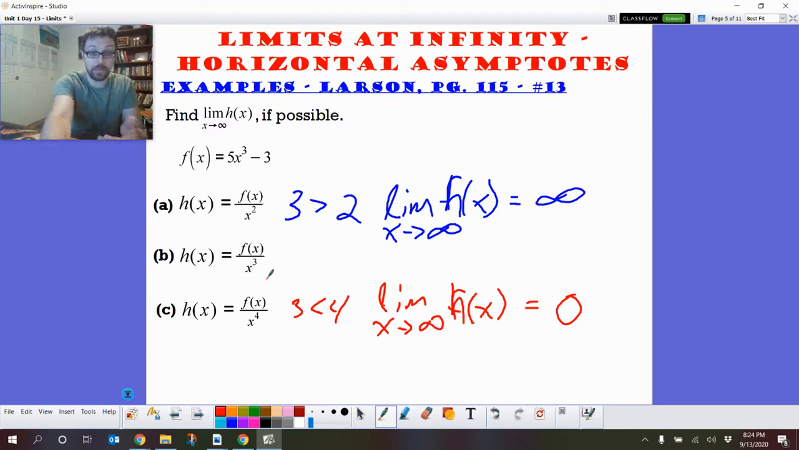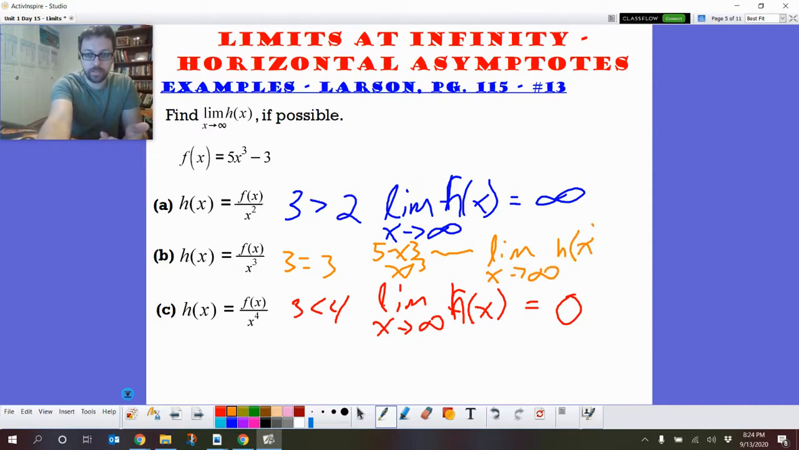each other out. So since 3 equals 3, we look at their leading coefficients. So we have a 5x cubed and some garbage and an x cubed. So the limit is going to be a ratio of those leading coefficients, that 5 and 1. So as x goes to infinity, h of x is just the two numbers, 5 over 1, which is just 5.